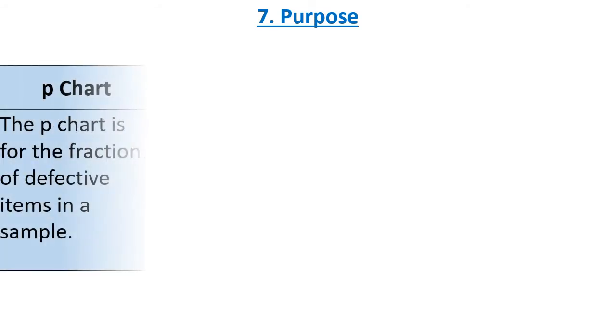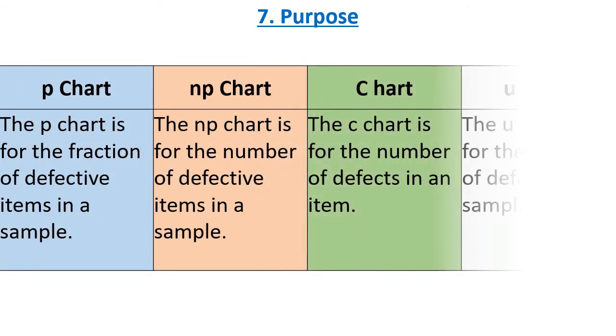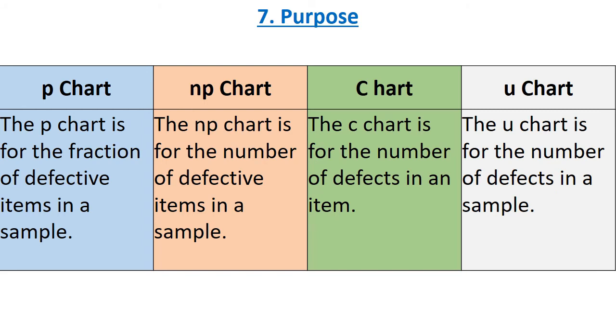Now the next difference is purpose. The P chart is for the fraction of defective items in a sample, whereas the NP chart is for the number of defective items in a sample. The C chart is for the number of defects in an item. The U chart is for the percentage of defects in a sample.